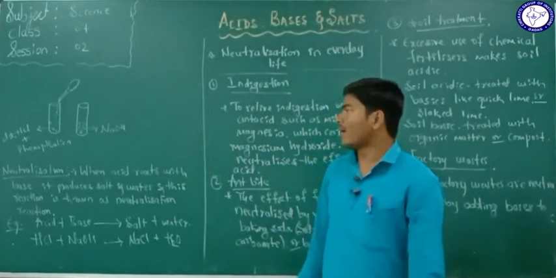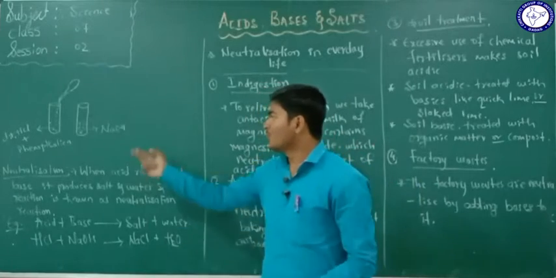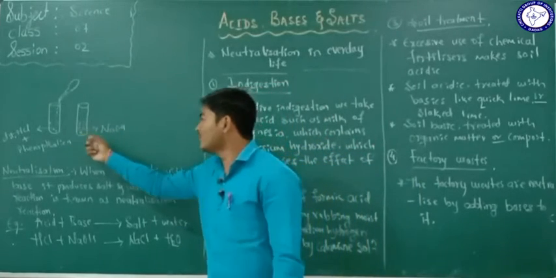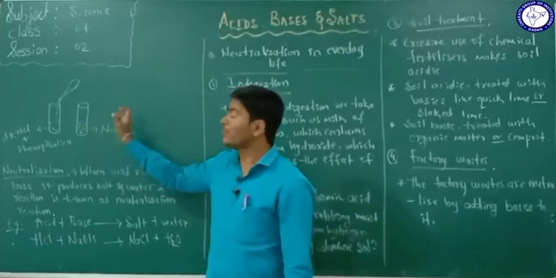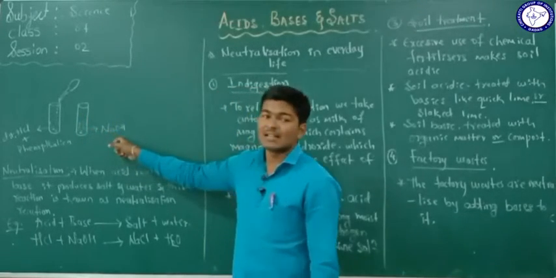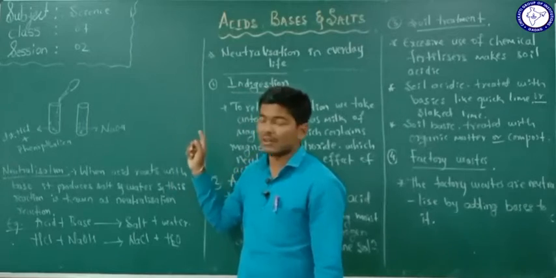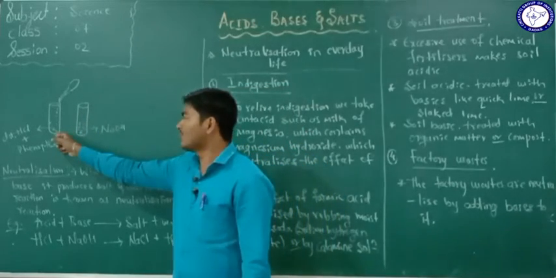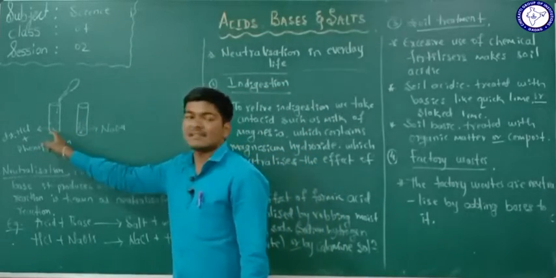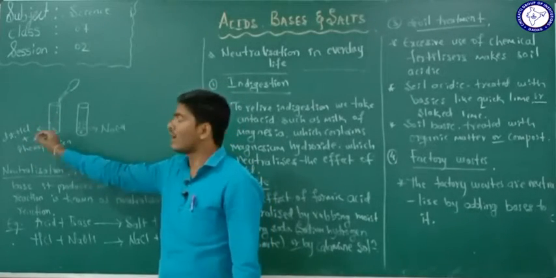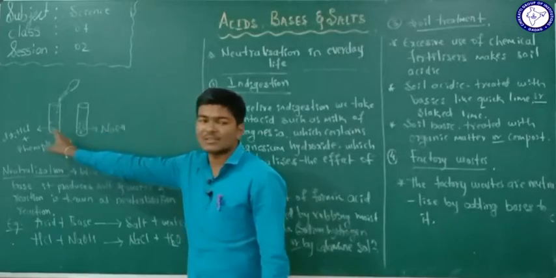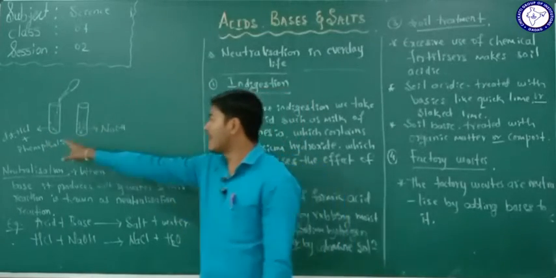So now you have to take two test tubes. Fill a quarter of one test tube with sodium hydroxide solution and another test tube with dilute HCl solution. Dilute HCl is an acid. You have to fill a quarter of the test tube with the dilute HCl.